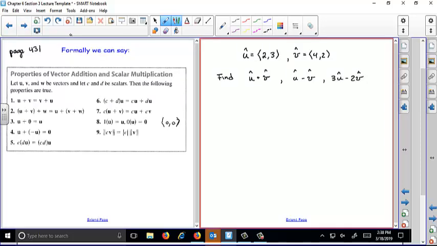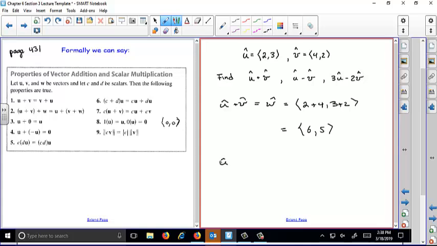Okay, so let's do some operations here of two vectors, u and v. The first one is u plus v. And if we wanted to, we could call that a new vector. We don't have to, but we could call it vector w. And all we do is add the x components together and the y components together, and that'll give us a vector with an x component of 6 and a y component of 5.